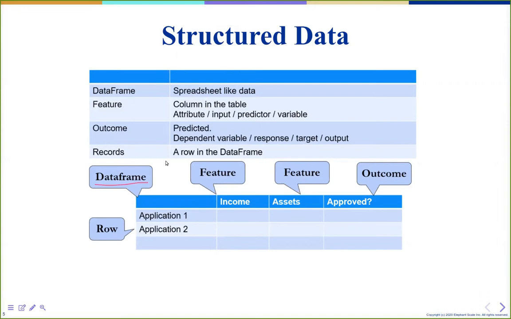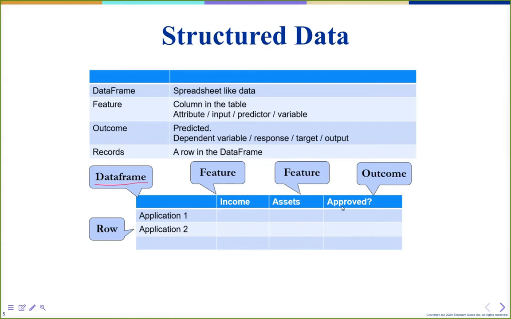So let's talk about structured data. What is structured data? Think like your Excel spreadsheet. It has a bunch of rows and a bunch of columns. The rows are called samples, customer data, or records. The whole spreadsheet is called a data frame. The inputs we use are called features, typically just a column on your spreadsheet, or a database column if you think like a database table. And the outcome is also a column.